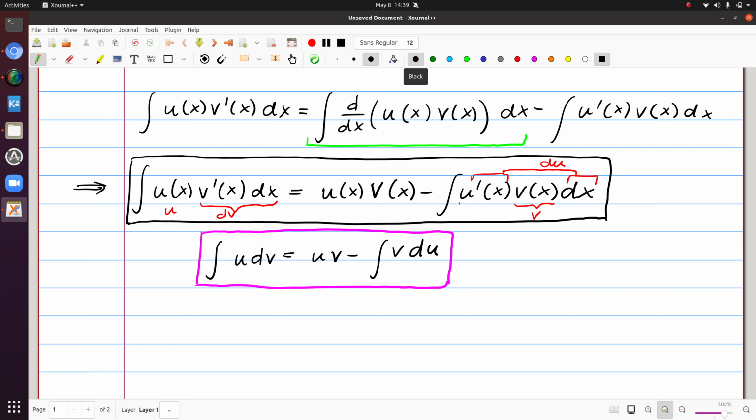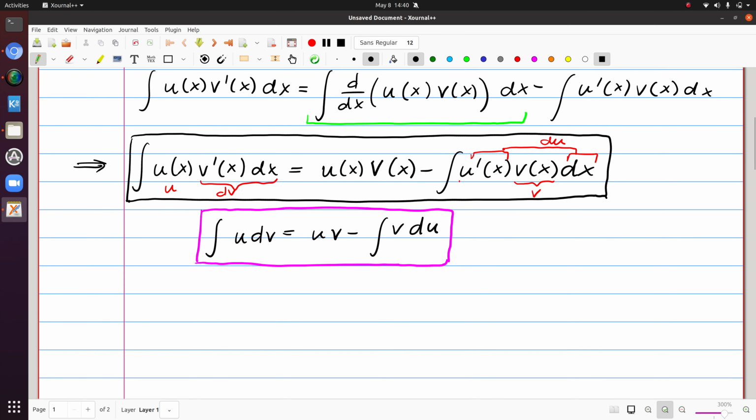So looking at this, the main thing we can see is that this is only going to be helpful if the integral of u prime v is somehow simpler than the integral of u v prime. Because, again, we're trying to get to the point where we get rid of all the integrals. And so we're going to see in examples that when we use this successfully, that's exactly what happens.